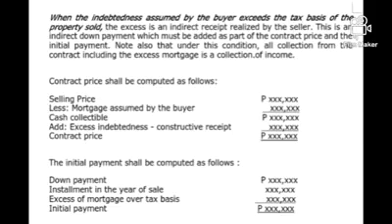So we have selling price less mortgage assumed by the buyer. The balance is the cash collectible, and then add the excess indebtedness. The total is the contract price. The initial payment, on the other hand, shall be computed as follows. We have down payment plus the installment in the year of sale, and then plus the excess of mortgage over tax basis. The total is now the initial payment.